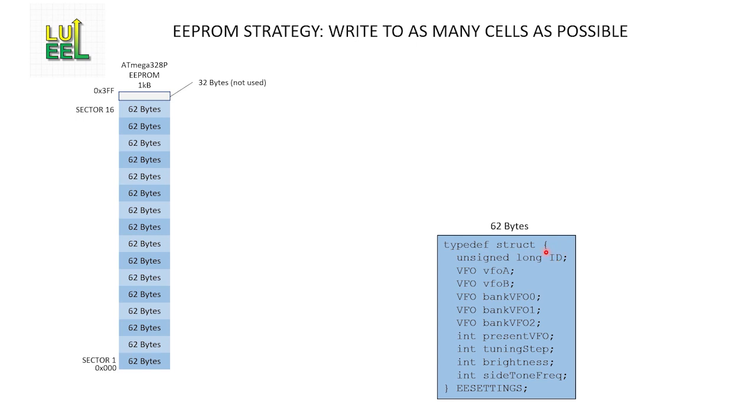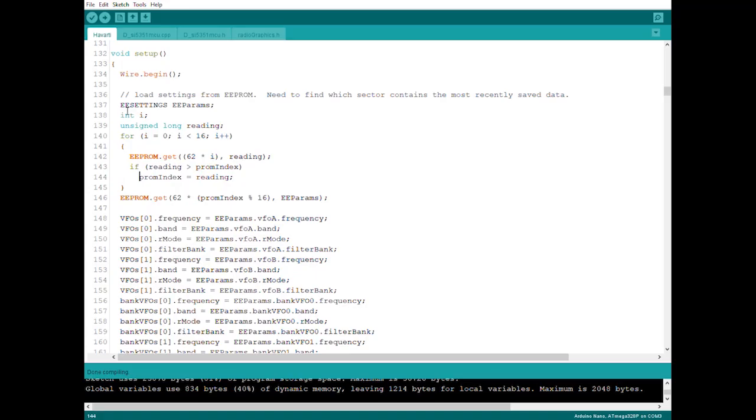That's where the ID parameter comes into play. It's basically just a counter. On startup, I read the ID from all 16 sectors and then pick the largest value. That particular sector will have the most recently saved data, so I load from it.